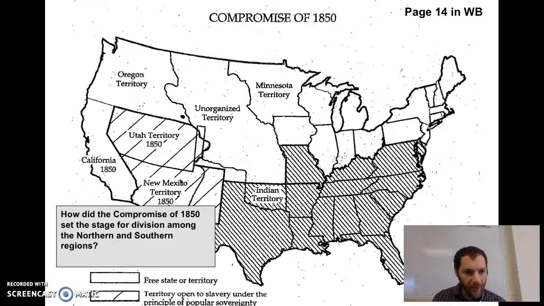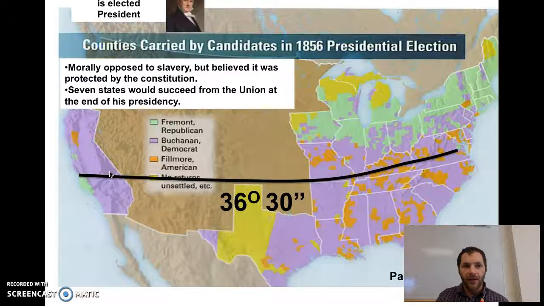So the question I wanted us to ponder is, how did the Compromise of 1850 set up the stage for division among the northern and southern regions? As I said before, we have this dividing line, and because that dividing line is not so concrete anymore, a lot of southern states are really trying to push that slavery should be the way to go.